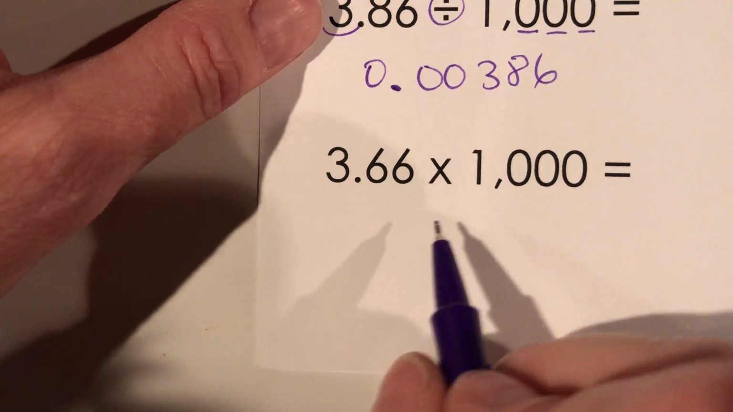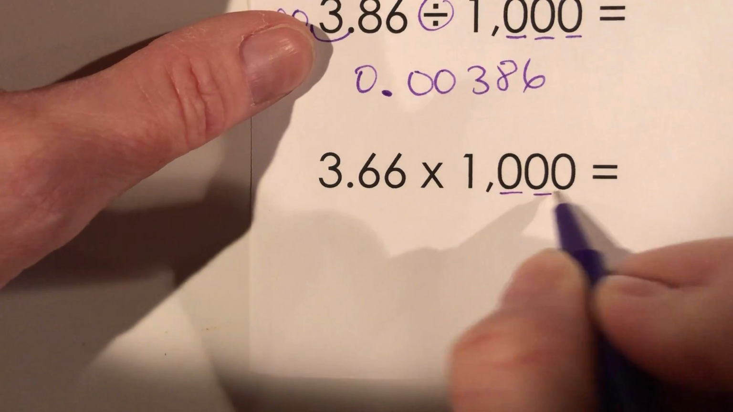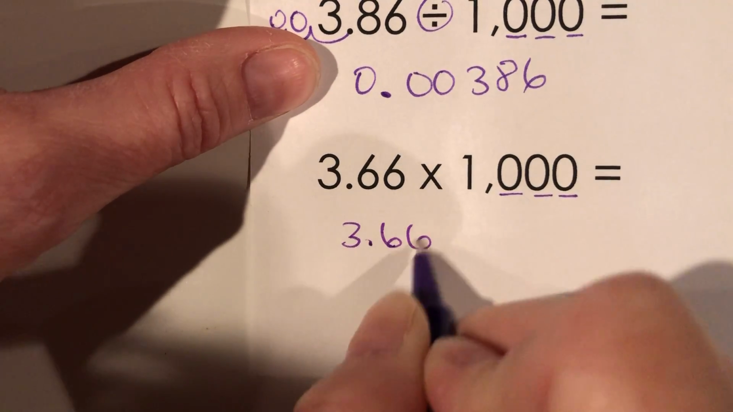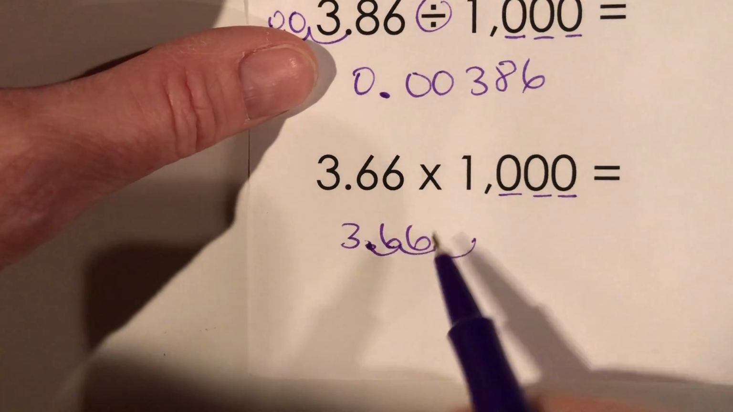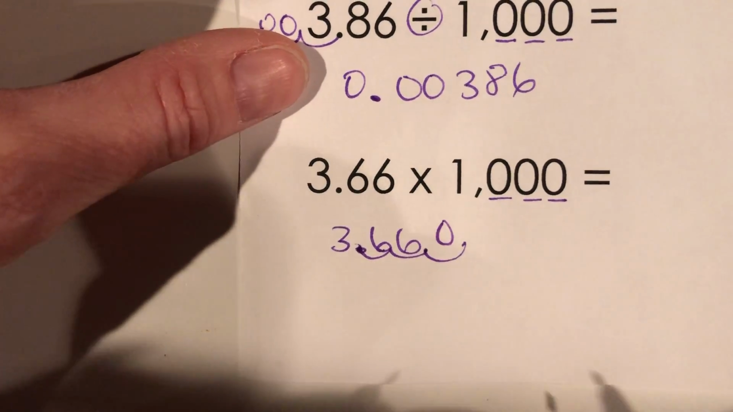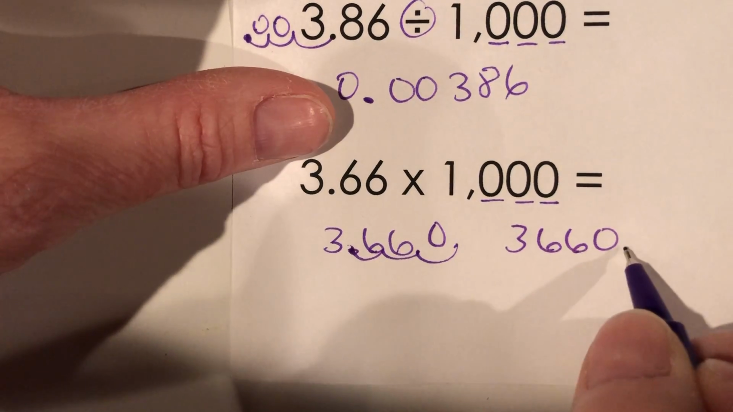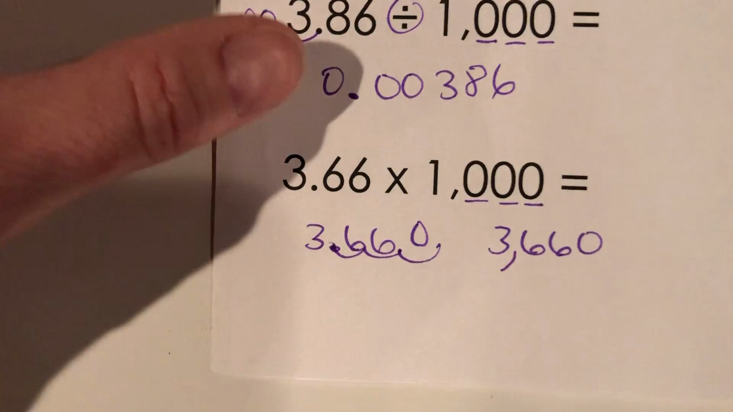All right, and now I have 3 and 66 hundredths times 1,000. That is like multiplying by 10 3 times. That means I need to move this decimal point 3 places. 1, 2, 3. And there's nothing there, so put nothing there. 0 represents nothing. So I can copy down these digits that I have. I know my decimal's at the end, and I don't need to write the decimal point because it would just look funny.